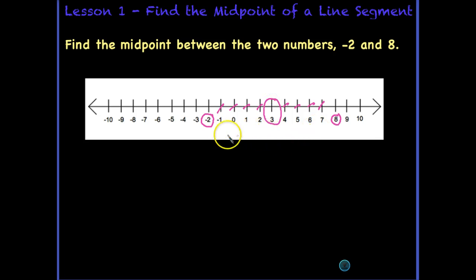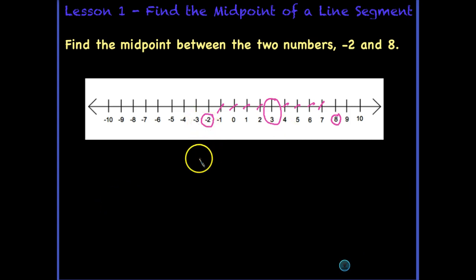But how can we do that algebraically? This is very easy if we have a number line and we have numbers on the number line, but what if we wanted to find the midpoint between -2,520 and +6,850? That would take you a long time to count off back and forth. So we have another way we can do that, and that's where the average comes into play.